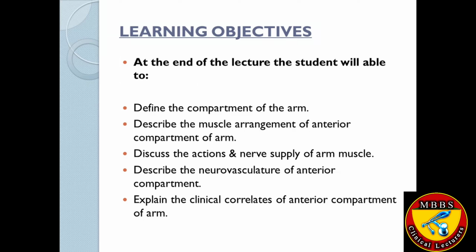The learning objectives of today's topic are that at the end of the lecture, the student should be able to define the compartments of the arm, describe the muscle arrangement of the anterior compartment of the arm, know the actions and the nerve supply of the arm muscles, describe the neurovasculature of the anterior compartment, and explain the clinical correlation of the anterior compartment of the arm.